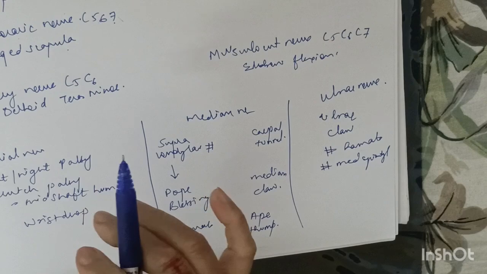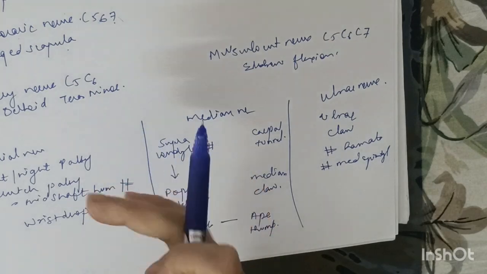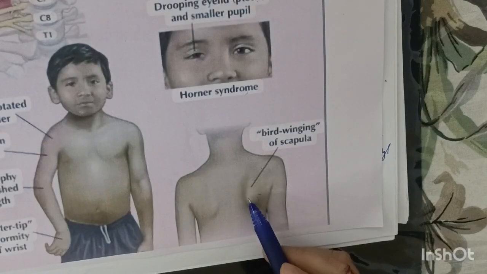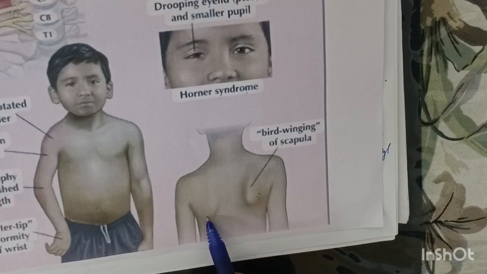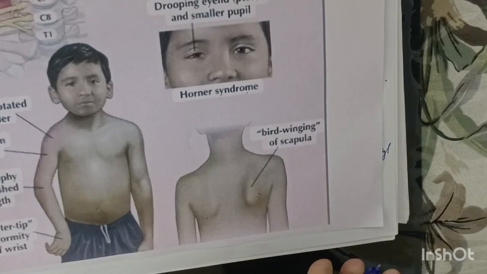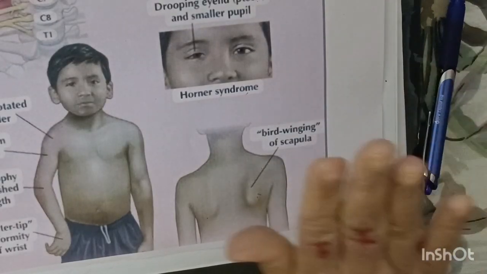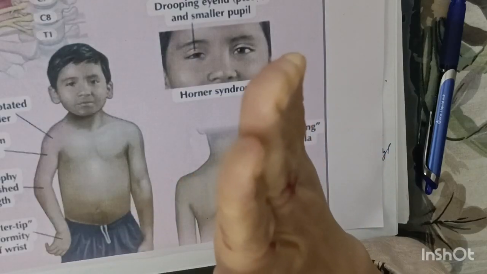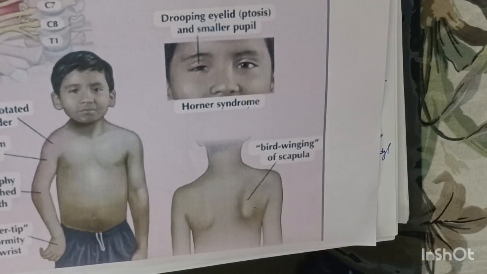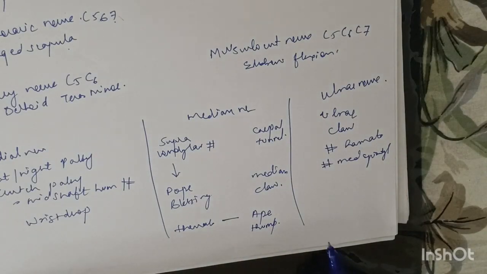We have already seen this in this diagram. This is called the winging of scapula. The medial border will be protruded more as compared to the normal scapula position. The shoulder will be raised and more protracted. The scapula will be a little bit elevated, and the medial border will be more dominant as compared to the lateral border. That is called winging of scapula.